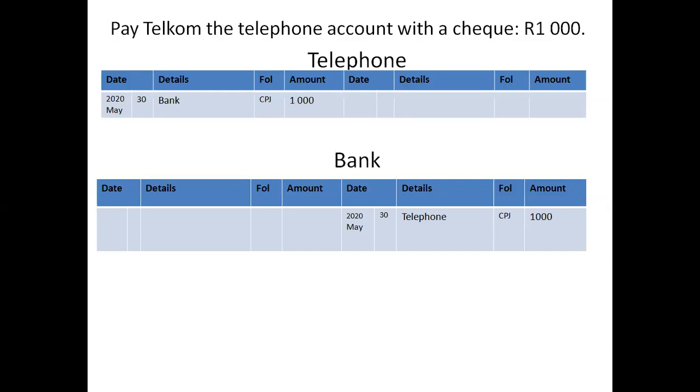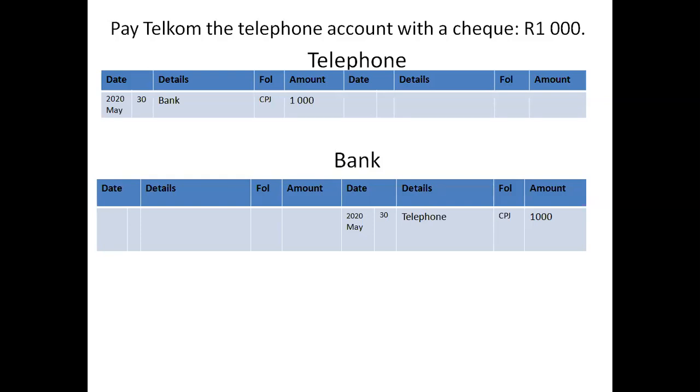Right? Same story, the date is there. Just remember now in details, you need to write the other friend's name in. So it's going to be telephone, still the CPJ, still 1,000 rand. Okay, so again, scan this slide. Two accounts, two friends are involved. The double entry principle is saying if you debit the one, like telephone, the other one, that's going to be bank now, must be credited. Basically, the same information you're going to write in, like the date, the amounts, the journals, is just the friends' names in details that's going to change the whole time.